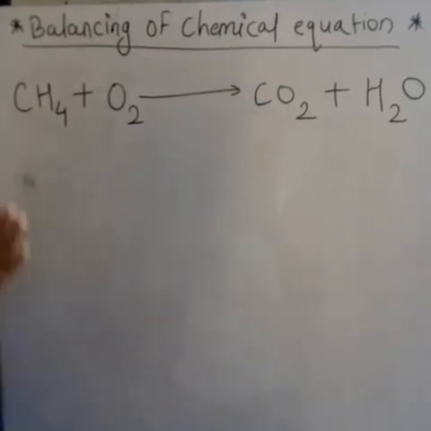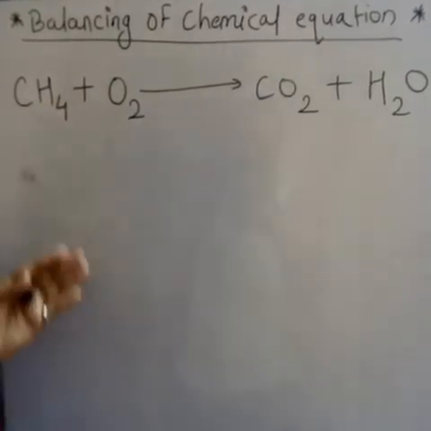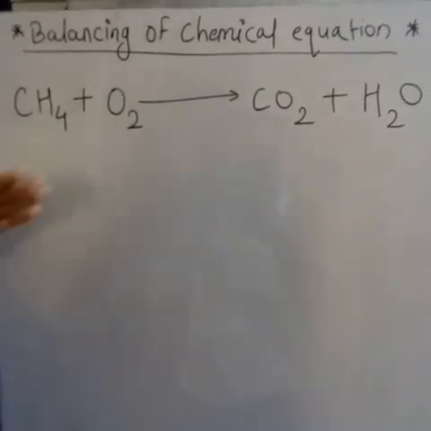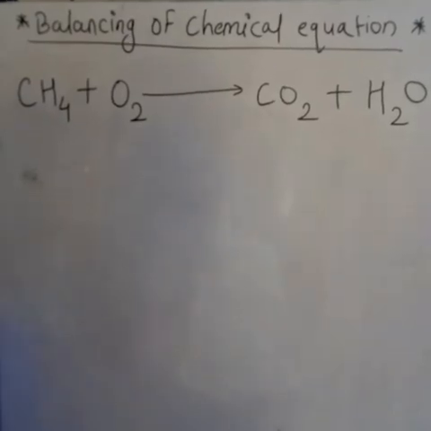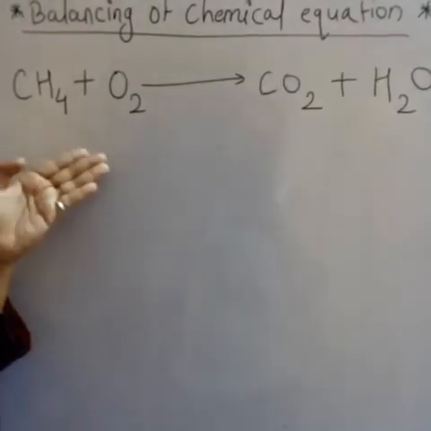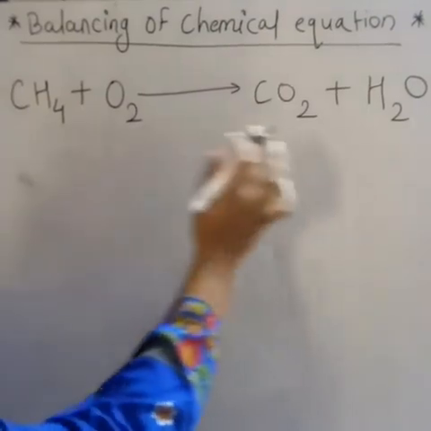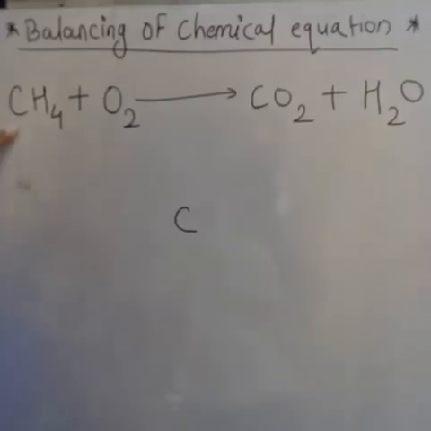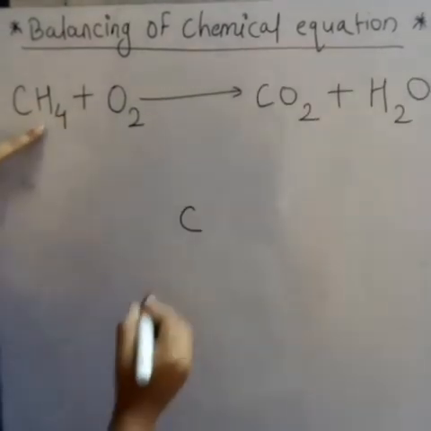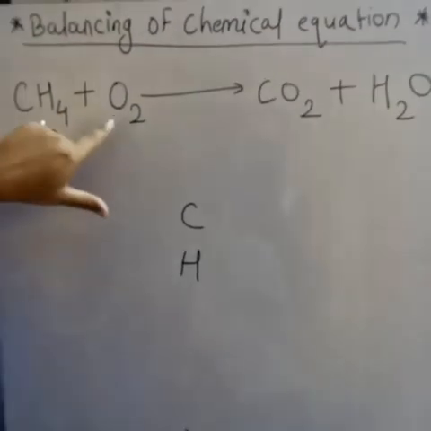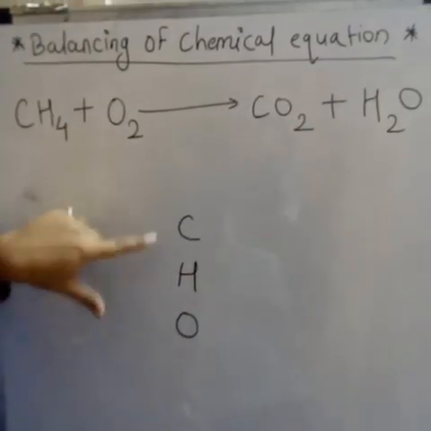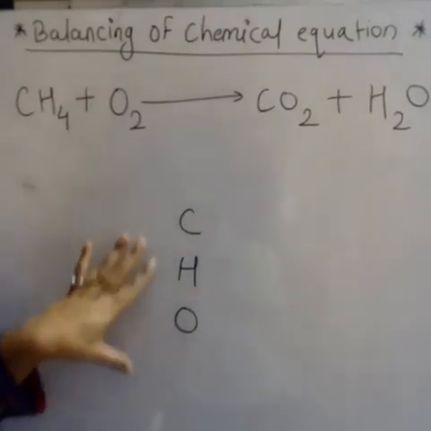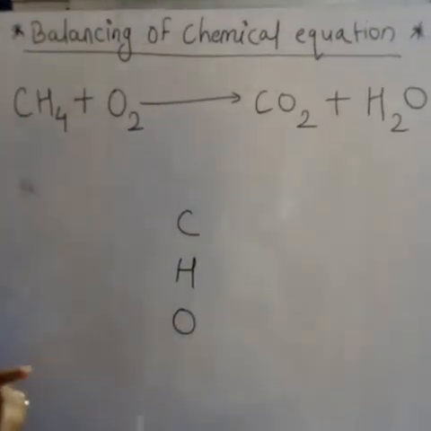Now the second step: in the reaction, all the elements present on the reactant side are equal to the elements present on the product side. So we'll list out all the elements present in this reaction. We can see carbon present in this equation, then hydrogen and oxygen. These three elements are present on the reactant side also. These are the list of elements present in this chemical equation.